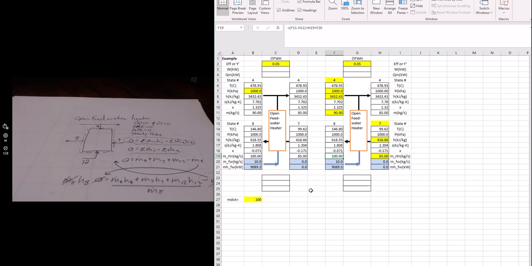And I think I've got my open feed water heater functioning. So if you were to change this value, let's say to 0.1, then you should see all these values changing accordingly. 1200, and everything should change like that. I'm going to undo those two just so I get back to the ones that match here.